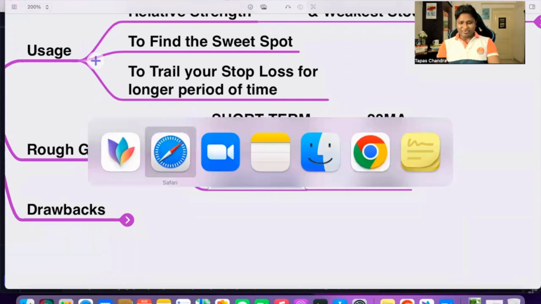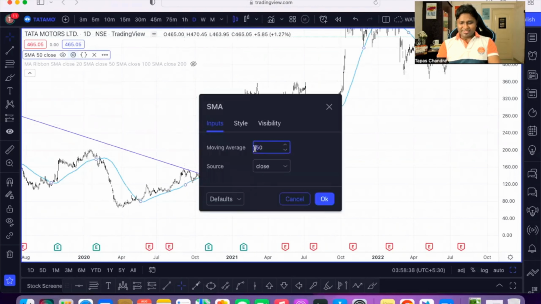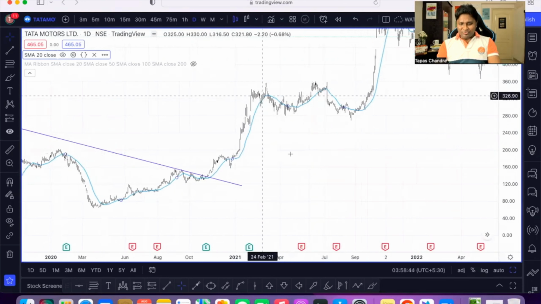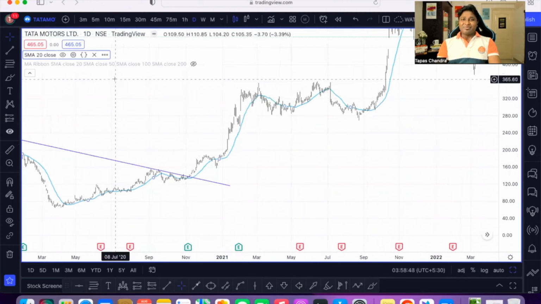So it is something like, if I go here in the chart and change the time frame to 20, what will happen? Your drawdown will be less. It is something like if you are entering here, you are exiting here, then what happens? The drawdown will be less, but the checking out from the stock will be faster.